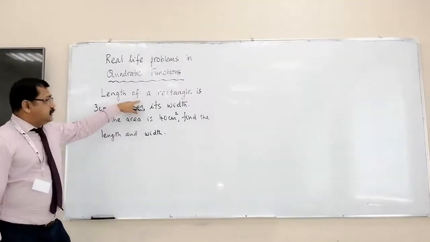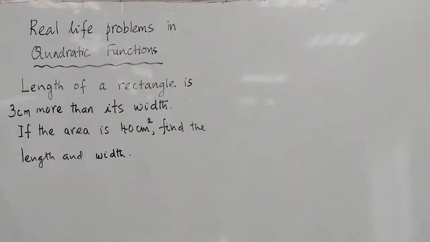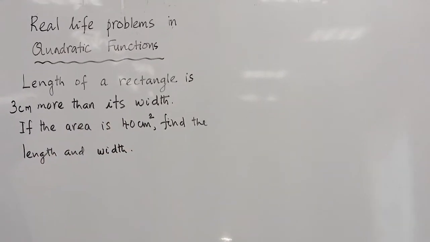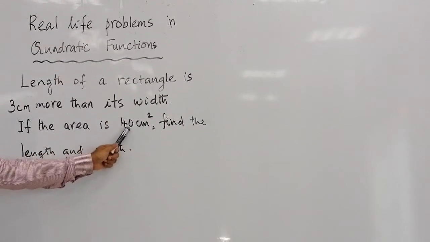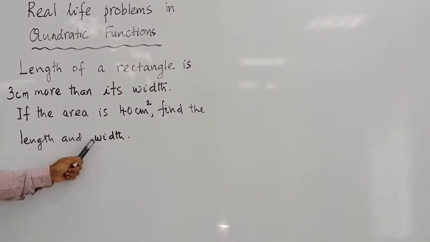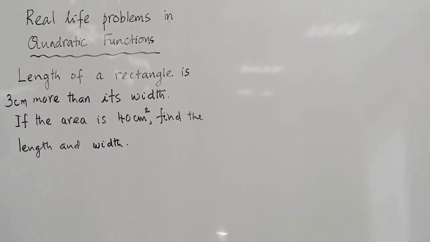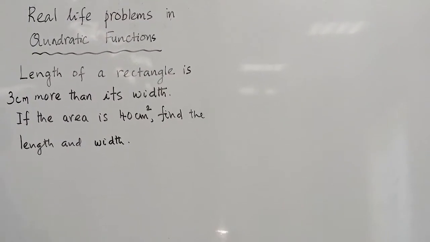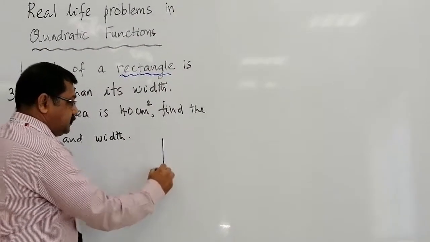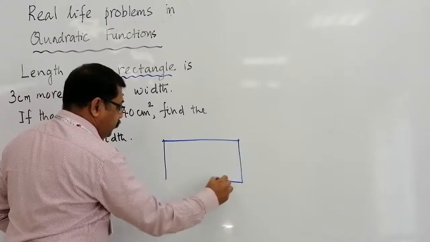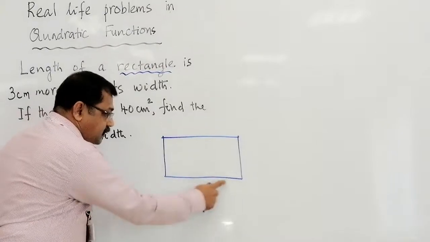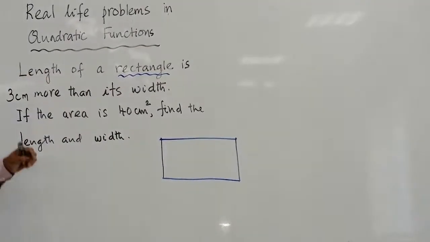Length of a rectangle is 3 centimeter more than its width. If the area is 40 centimeter square, find the length and width. So here, this question we're talking about a rectangle. Rectangle means a four-sided figure in this shape. It has a length and width. So let's see the question.